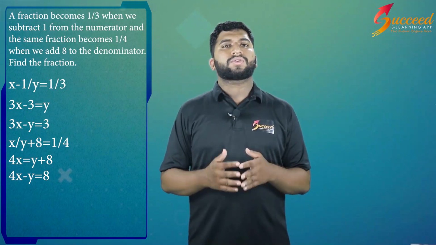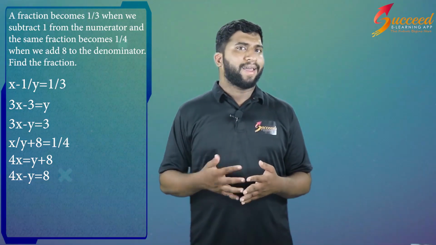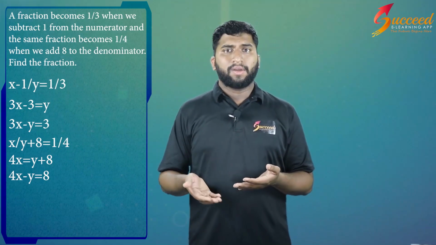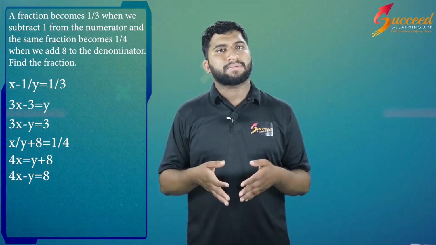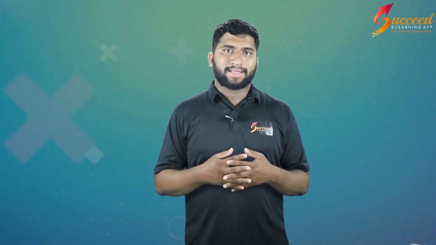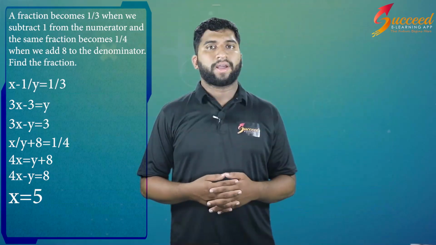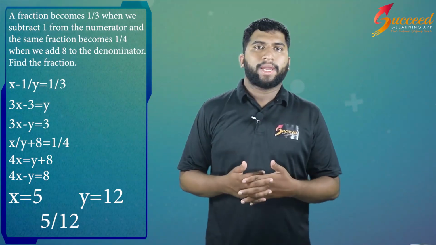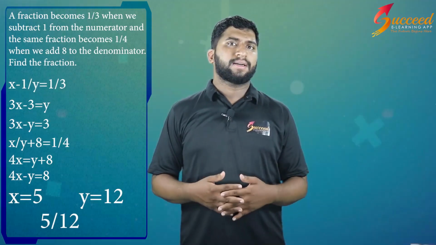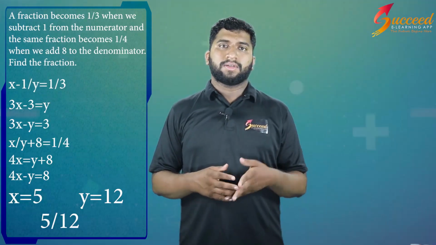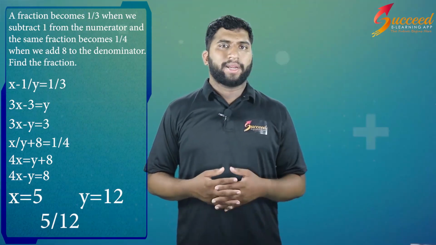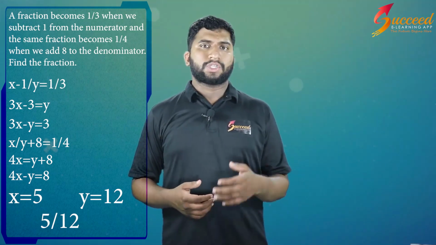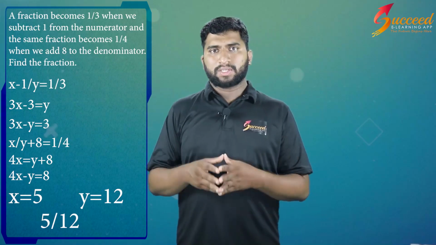Now you need to solve these two equations using the elimination method. It is not compulsory that you should use the elimination method itself. You can use substitution, you can use the cross multiplication also, but elimination becomes very simple, and here we get the answer as x is equal to 5 and y is equal to 12. So here our fraction is 5 by 12, because we had considered x by y as our fraction. So x was the numerator, y was the denominator. The same thing we did here. We found the x and y value. X value we got as 5, y value as 12. So here our required fraction is 5 by 12.